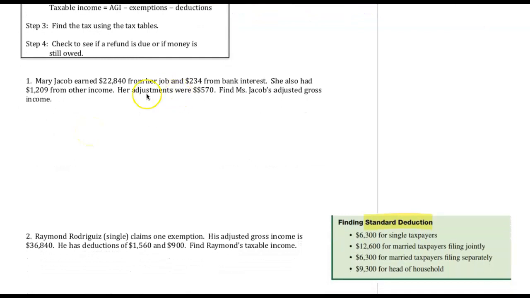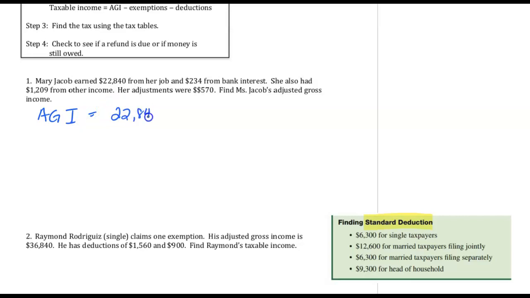Mary earned $22,840 from her job, $234 from bank interest. Again, this is income. Okay. She also had $1,209 from other income, so maybe a second job or another way that income comes in. Her adjustments were $570. Find Ms. Jacobs' adjusted gross income.